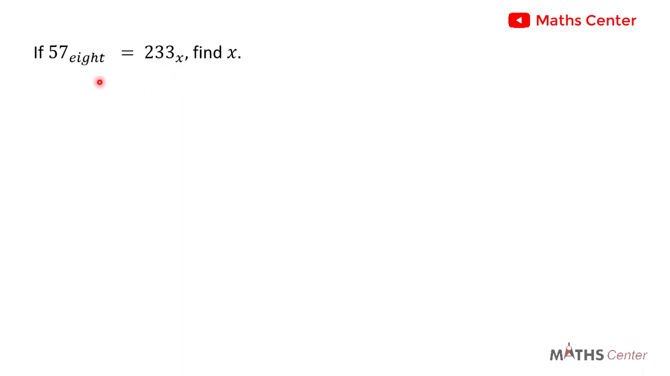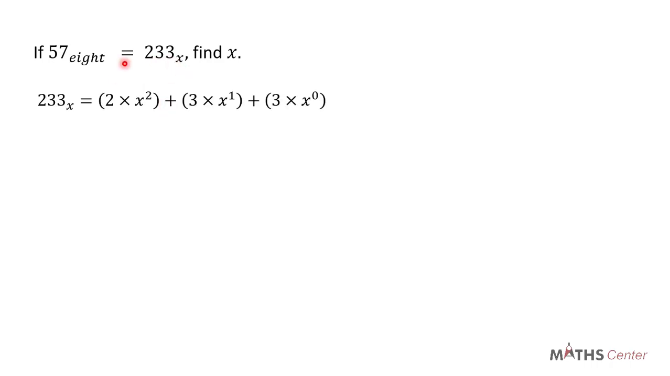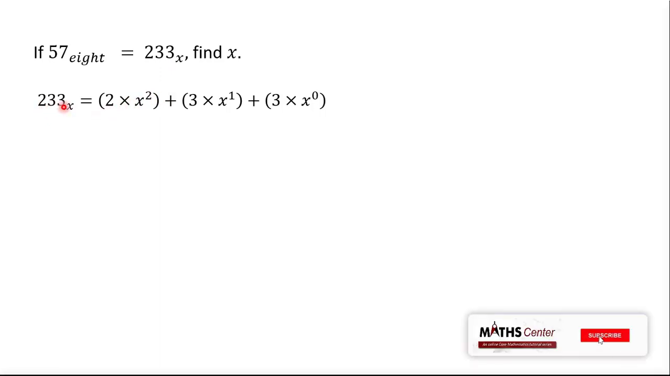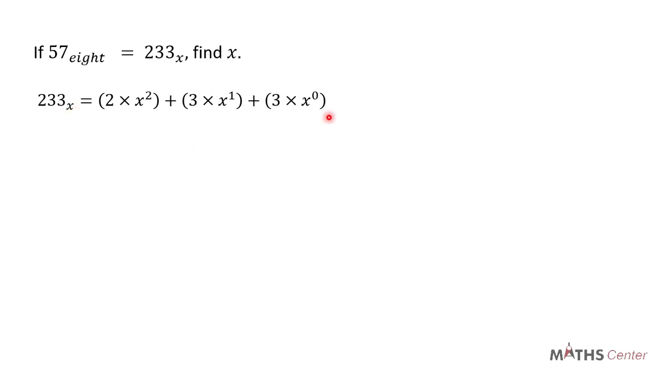We will begin by converting both numbers to base 10. Let's begin with 233. So we will convert 233 to base 10. We will do that by multiplying each digit in the number by the base, which is x. And then beginning from the right hand side to the left hand side, the first base will have an exponent of 0, the second one will have an exponent of 1, and the third one will have an exponent of 2. So when we convert 233 base x to base 10, we will have 2 times x squared plus 3 times x exponent 1 plus 3 times x exponent 0.